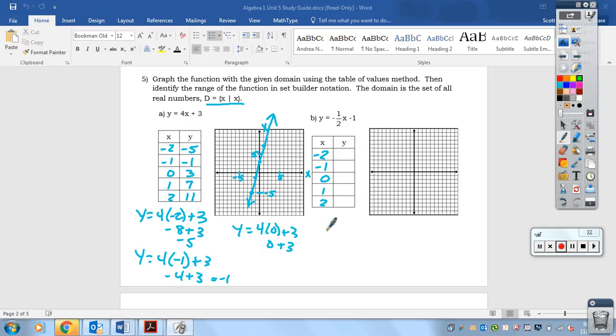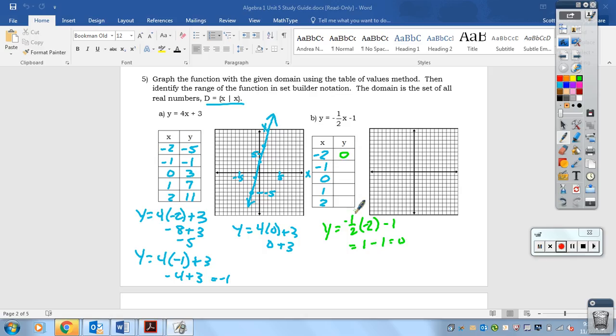Let's plug in. Y equals -1/2 x minus 1. Well, my x is -2 for the first one. -1/2 times -2 is +1, minus 1. Again, half of 2 is 1, and a negative times negative is a positive. This is 1 minus 1, or 0.